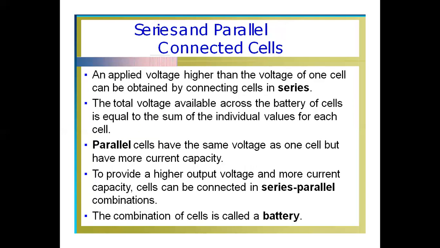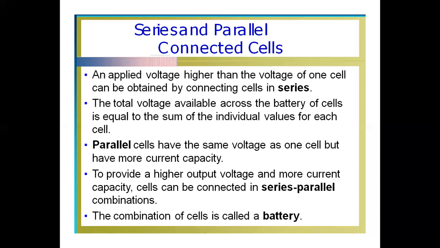An applied voltage higher than the voltage of one cell can be obtained by connecting cells in series. The total voltage across the battery of cells is equal to the sum of the individual values for each cell. Parallel cells have the same voltage as one cell but have more current capacity. So in parallel combination we enhance the current capacity, and in series connection we enhance the voltage capacity.